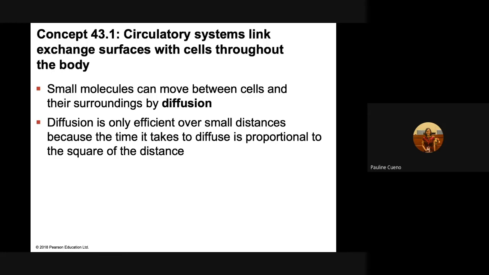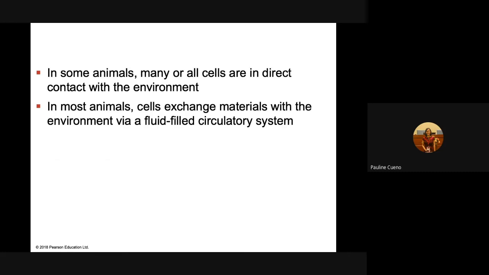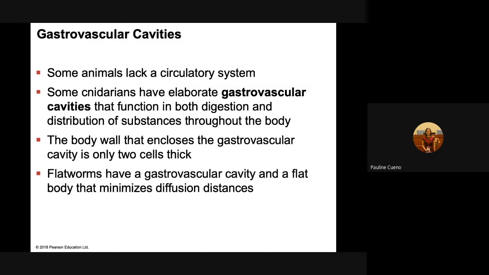And diffusion is only efficient over small distances because the time it takes to diffuse is proportional to the square of the distance. And in some animals, many or all cells are in direct contact with the environment. And in most animals, cells exchange materials with the environment via a fluid-filled circulatory system. So there are some animals that lack a circulatory system. So what do they have is what we call the gastrovascular cavities, which function in both digestion and distribution of substances throughout the body.